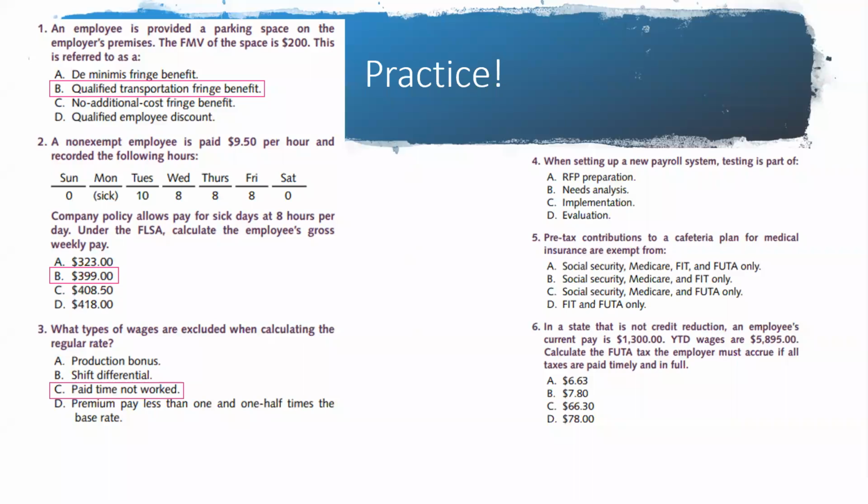Number 4, when setting up a new payroll system, testing is part of RFP preparation, needs analysis, implementation, or evaluation. It is part of implementation, C.